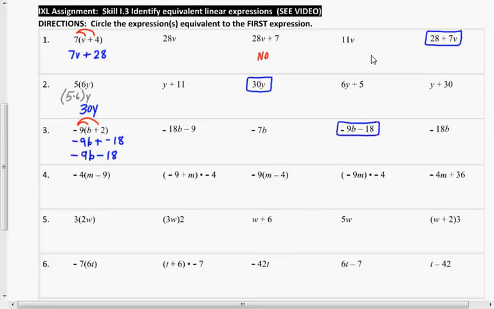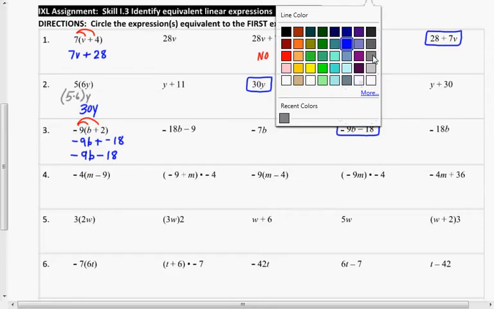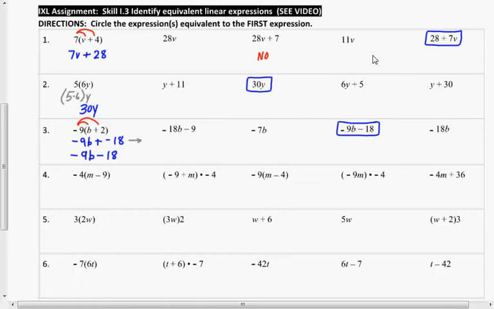But the thing to keep in mind is this. Okay, we can switch the order when we add. If we were adding negative 9b plus negative 18, we can just as well switch the order and make it negative 18 plus negative 9b. But notice that's still not going to equal negative 18b plus or minus 9. So only that third choice is correct.